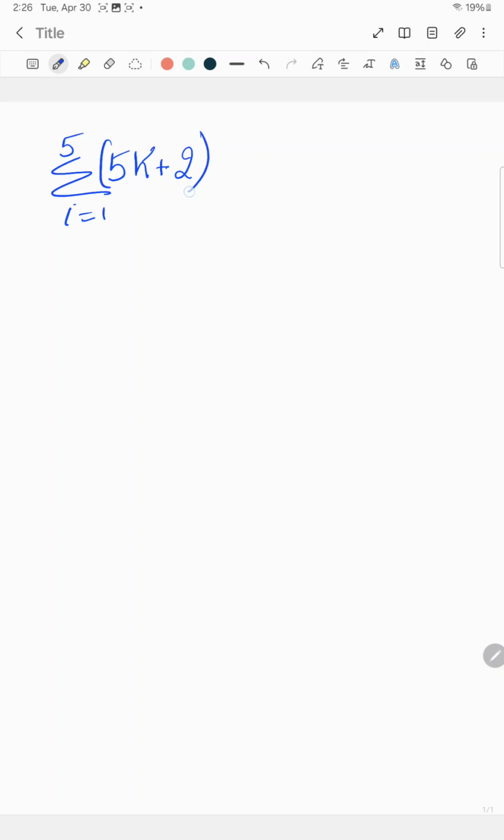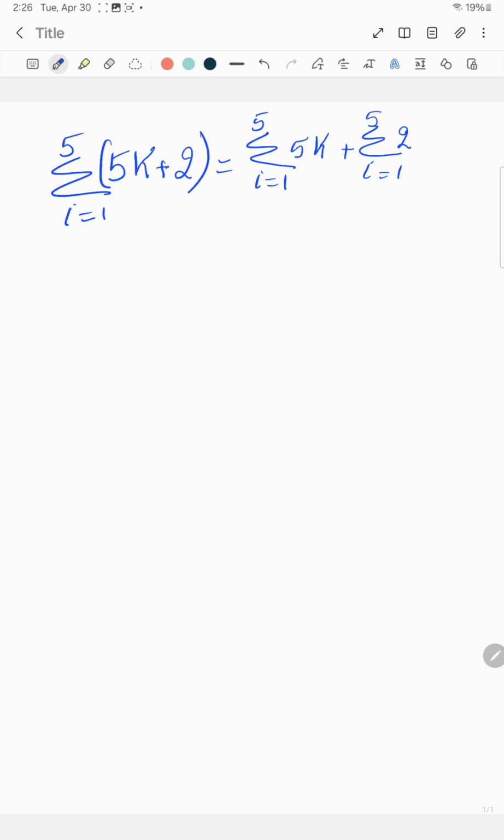As I explained in my previous video, if I have a plus or minus here, I can divide my sum into two sums. If I have multiplication or division, I cannot do that. Only if I have plus or minus here, I can divide it into two sums. So let's divide it into two sums here. So this is equal to the sum of 5k, i going from 1 to 5, plus the sum of 2, again i equals 1 to 5.